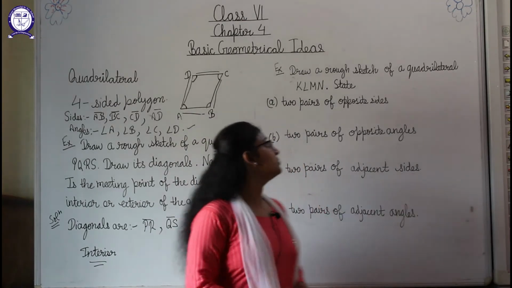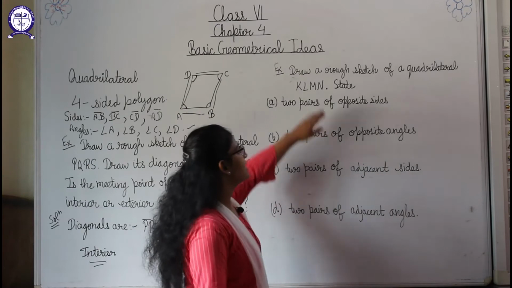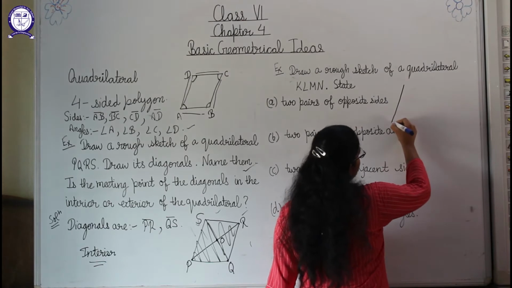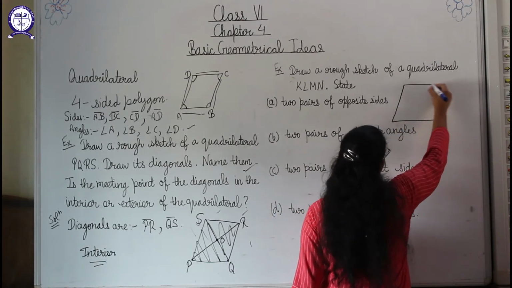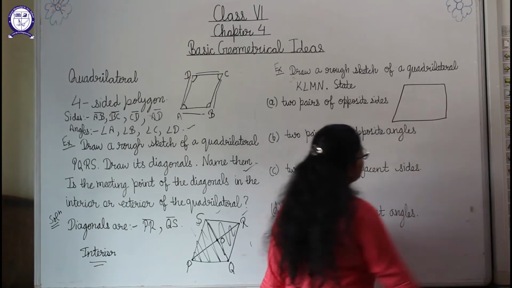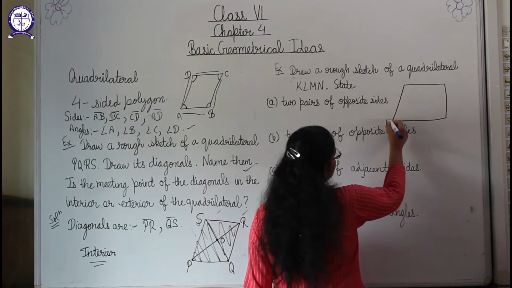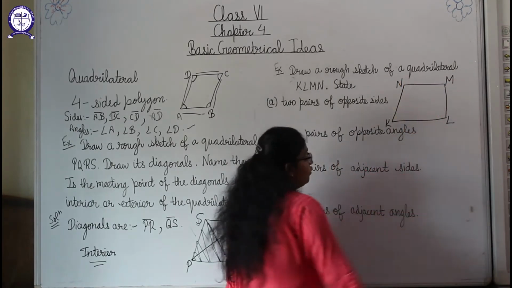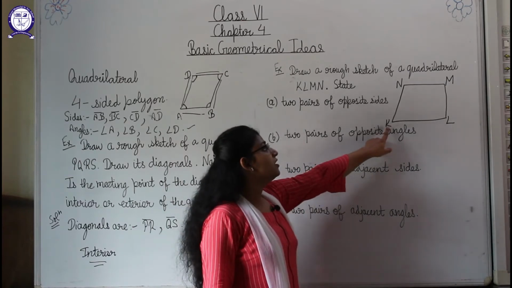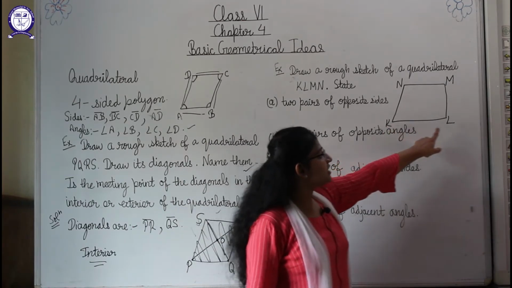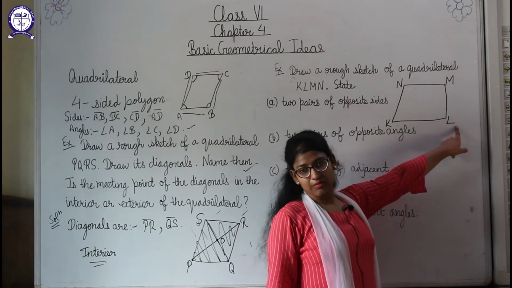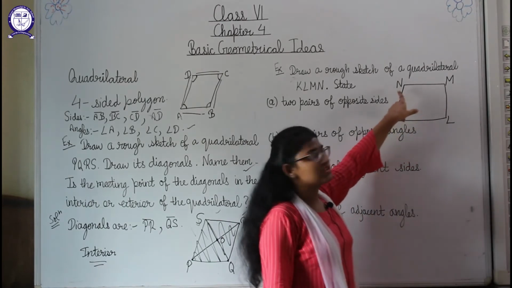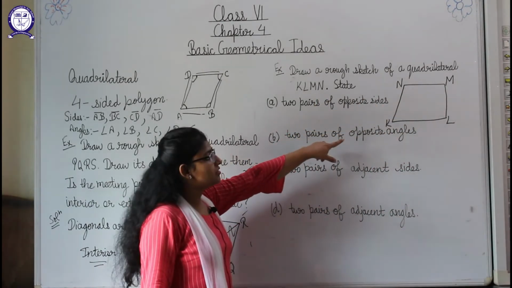Okay, now next one is draw a rough sketch of quadrilateral KLMN. First of all we will draw a quadrilateral and we will name it as KLMN. Here I have drawn this four-sided figure and I am naming it as KLMN. Students, you always have to remember, if we are starting from here, then we will write continuously. This point is K, then this will be L. We will not name it as M or N. KLMN means the vertices will be named continuously. So this is the quadrilateral KLMN.